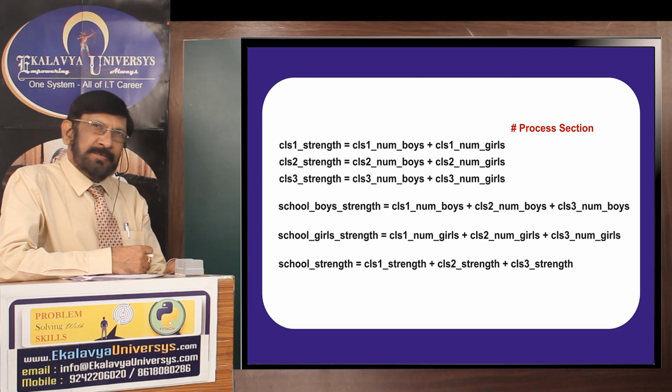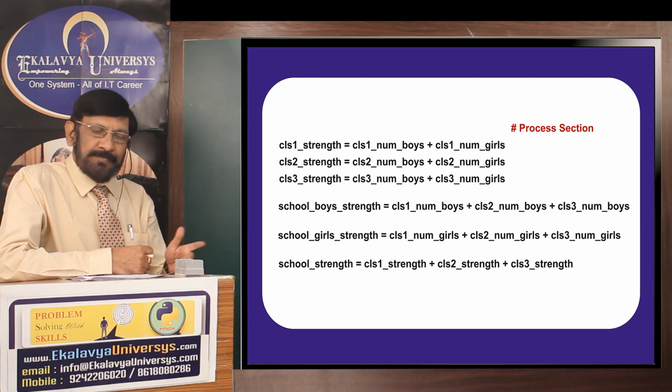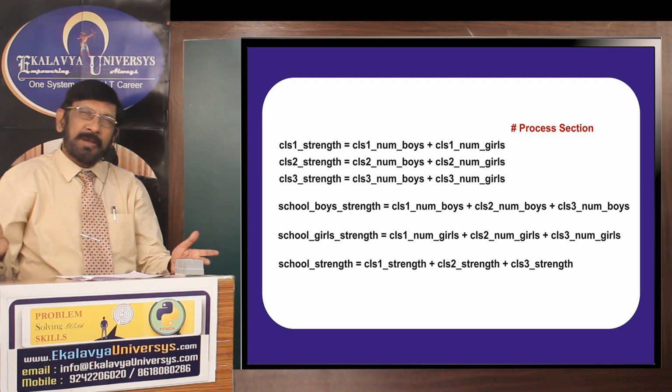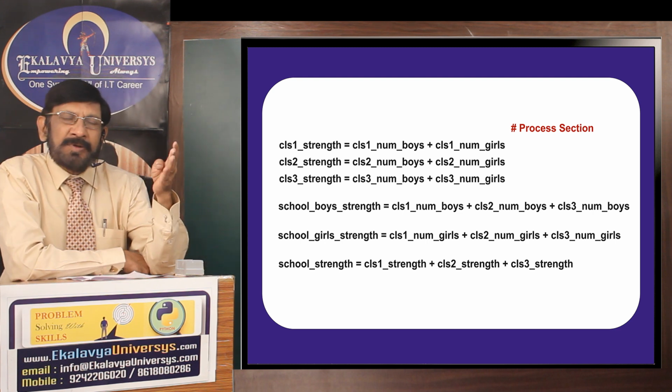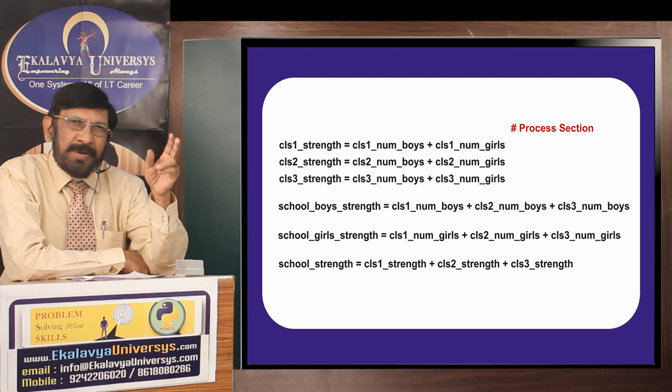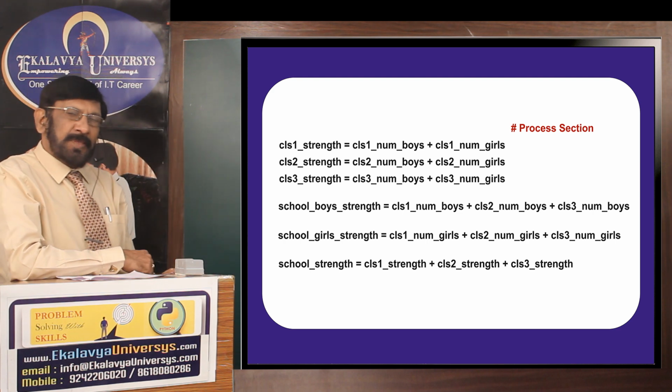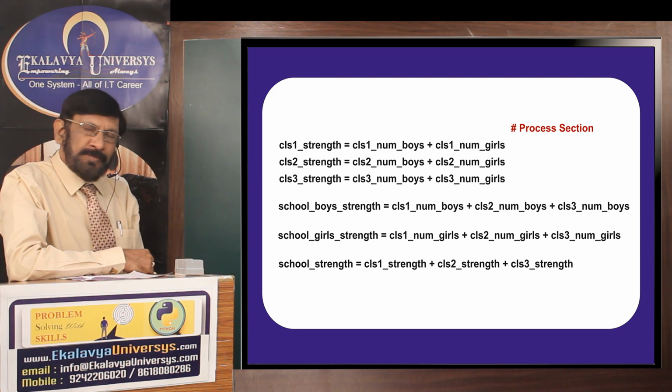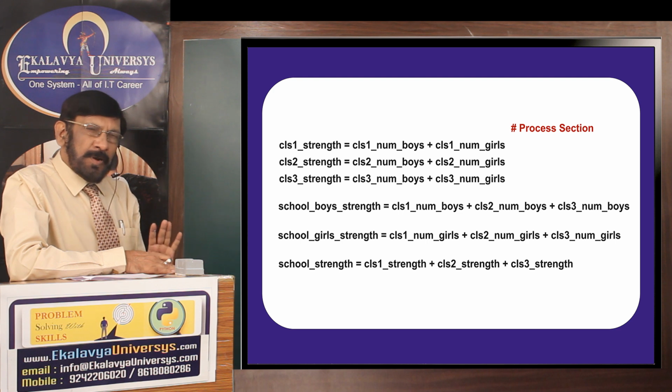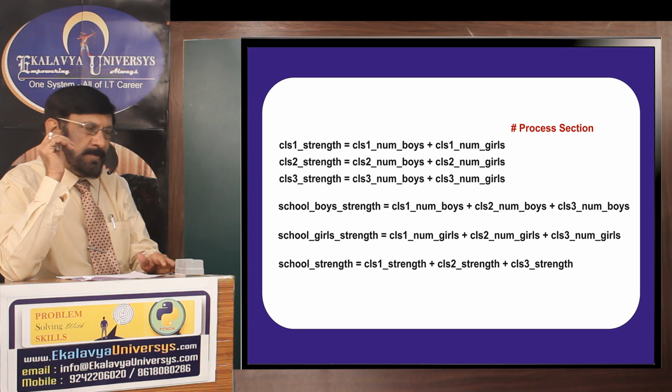Thereafter, school strength, meaning school total strength. There are 2 ways, but the better way is class 1 strength plus class 2 strength plus class 3 strength. If you calculate, you can find out. And now for all 15 variables, we got the values. All variables are filled with values.